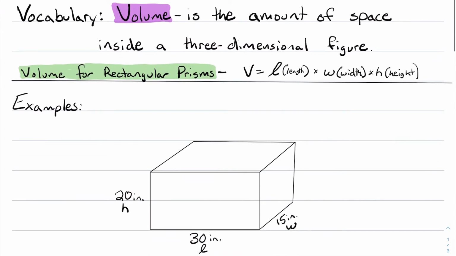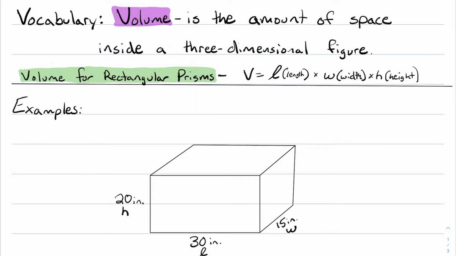Let's take a look at example 1. So in our rectangular prism here, we have a height of 20 inches, a length of 30 inches, and a width of 15 inches. So according to our formula, to find the volume we need to do 30 times 15 times 20. Now, since it's all multiplication, you can actually do this in whatever order you would like. But let's just go in the order of what we have. So the first thing I'm going to do is 30 times 15.